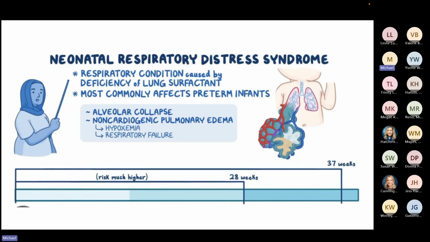The risk is much higher in babies born below 28 weeks, but there is still a significant risk in babies born under 34 weeks. In particular, there seems to be a higher risk in babies born in that late preterm stage to moms who have diabetes, because there is some thought that the persistent exposure to hyperglycemia creates a hyperinflammatory environment for the fetus, which limits the production and efficiency of the surfactant turnover.